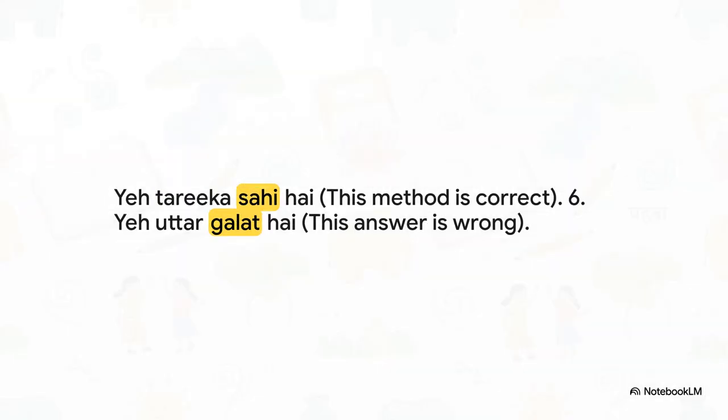And these next two brilliantly illustrate how we can use our new adjectives to create contrasting ideas. Sentence 5. ये तरीका सही है. ये तरीका सही है. This method is correct. And on the flip side, sentence 6, ये उत्तर गलत है. ये उत्तर गलत है. This answer is wrong. Sahi and galat. Correct and wrong. These are essential opposites that you are going to use all the time in everyday conversation.